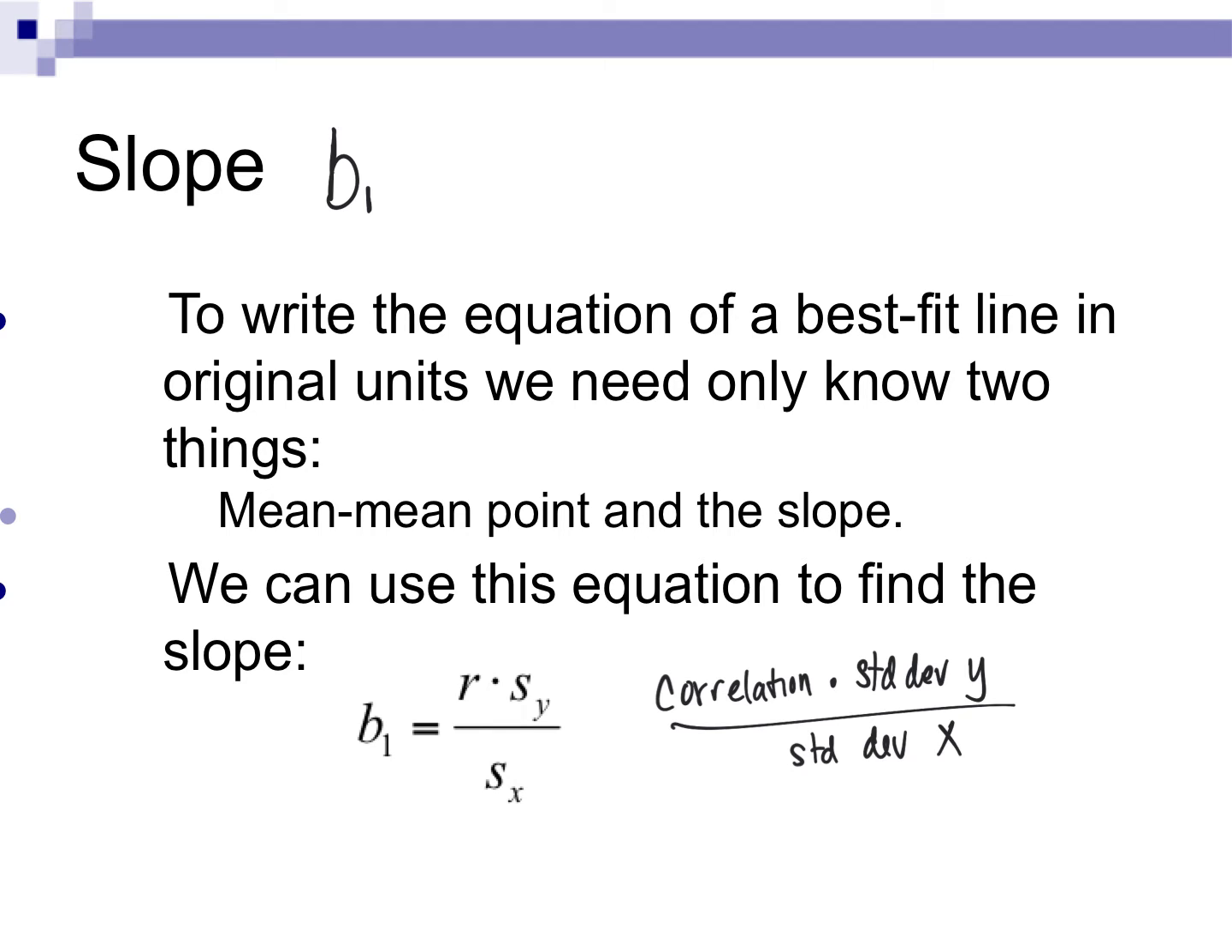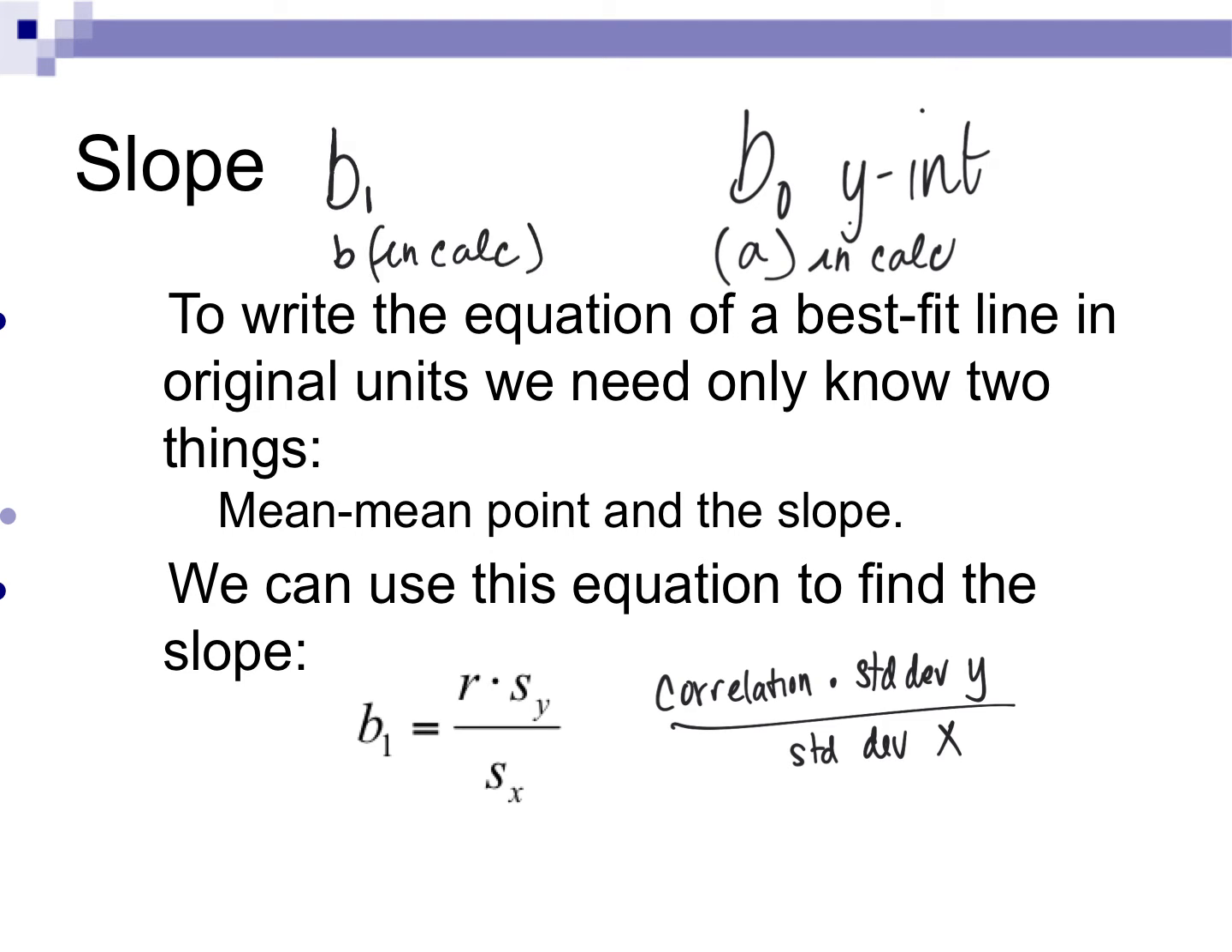We use b naught as our y-intercept variable. In the calculator, this is a and b. In the calculator, a is your b naught, your y-intercept, and b is your slope. In the textbook on the AP exams, you're going to see b naught plus b1x.